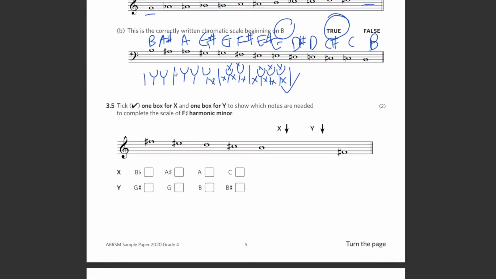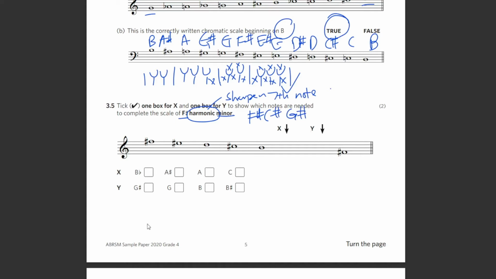Next, 3.5. You are asked to tick one box for X and one box for Y to show which notes are needed to complete the scale of F sharp minor, and it is harmonic. So for harmonic, you sharpen the 7th note, for both ascending and descending. F sharp minor has F sharp, C sharp, and G sharp as the key signature.